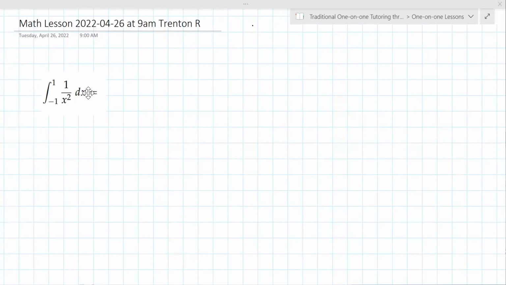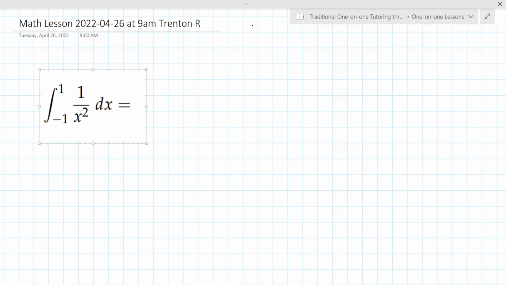One right here, how would you integrate it? Try to look at it a little bit more carefully than just saying it's power rule. There's a bit more to it here.